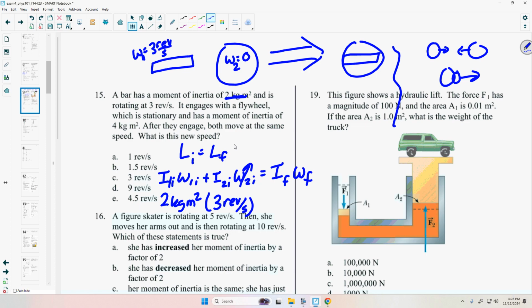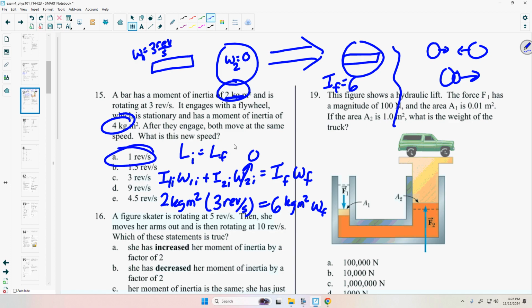What's omega 2 initial? That's the angular velocity of the flywheel. It's 0, right? It's not moving at all. And then that's equal to I final. I final is going to be the sum of the 2 moments of inertia. That's 2 plus 4, which is going to be 6. So that's 6 kilogram meters squared times omega final. And then I solve for omega final.